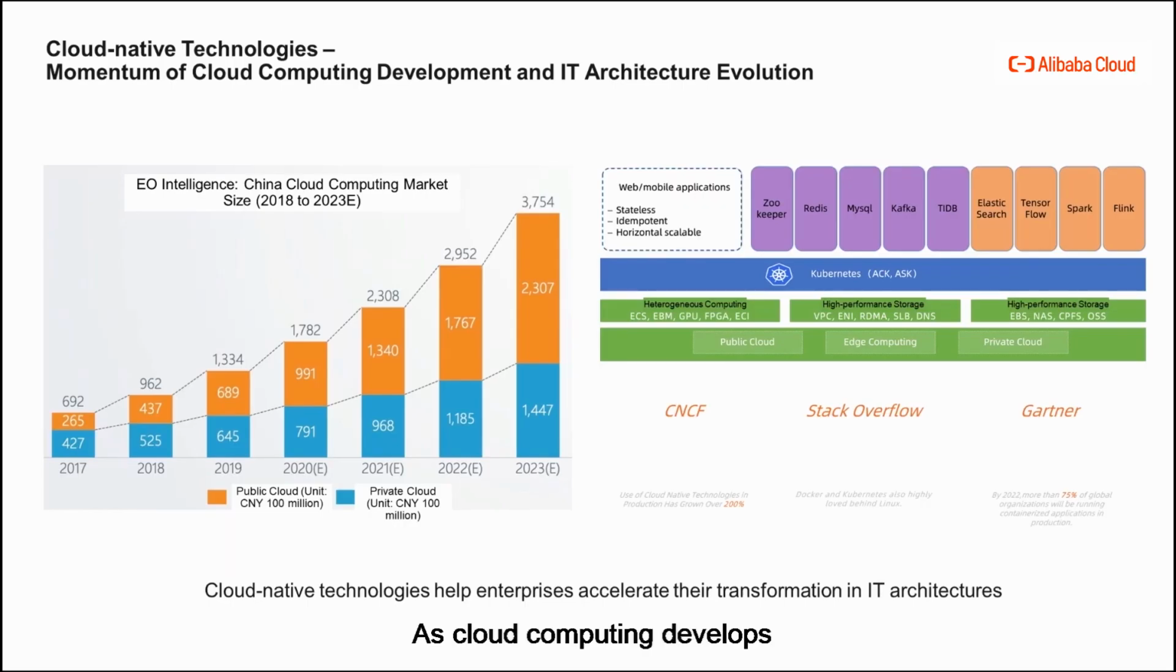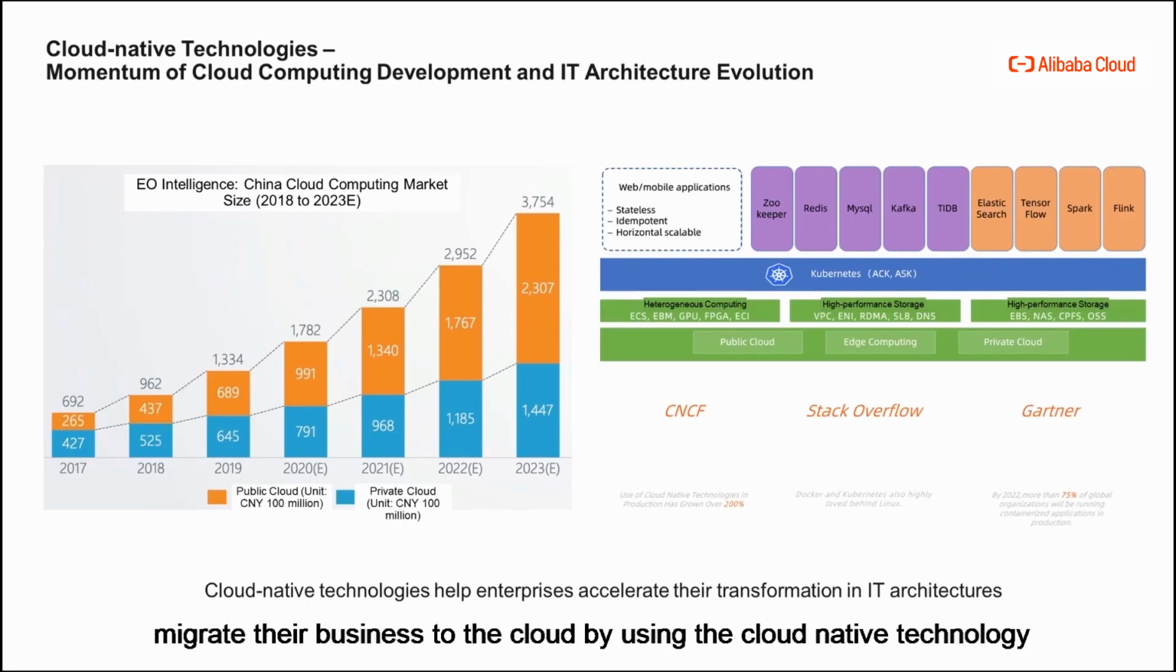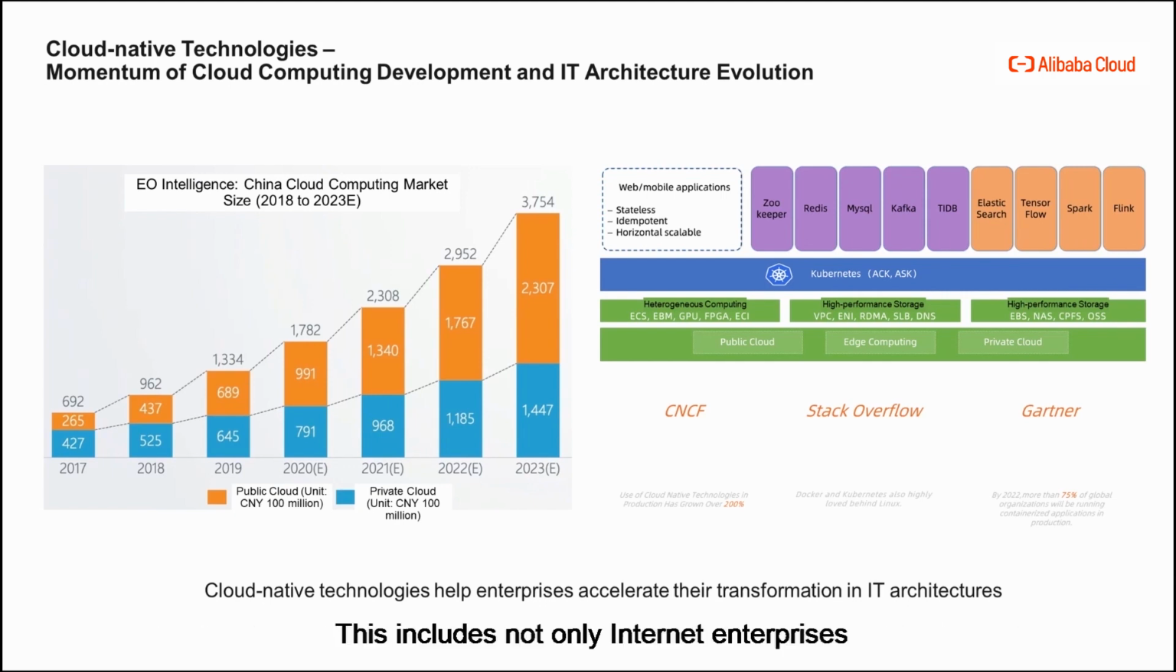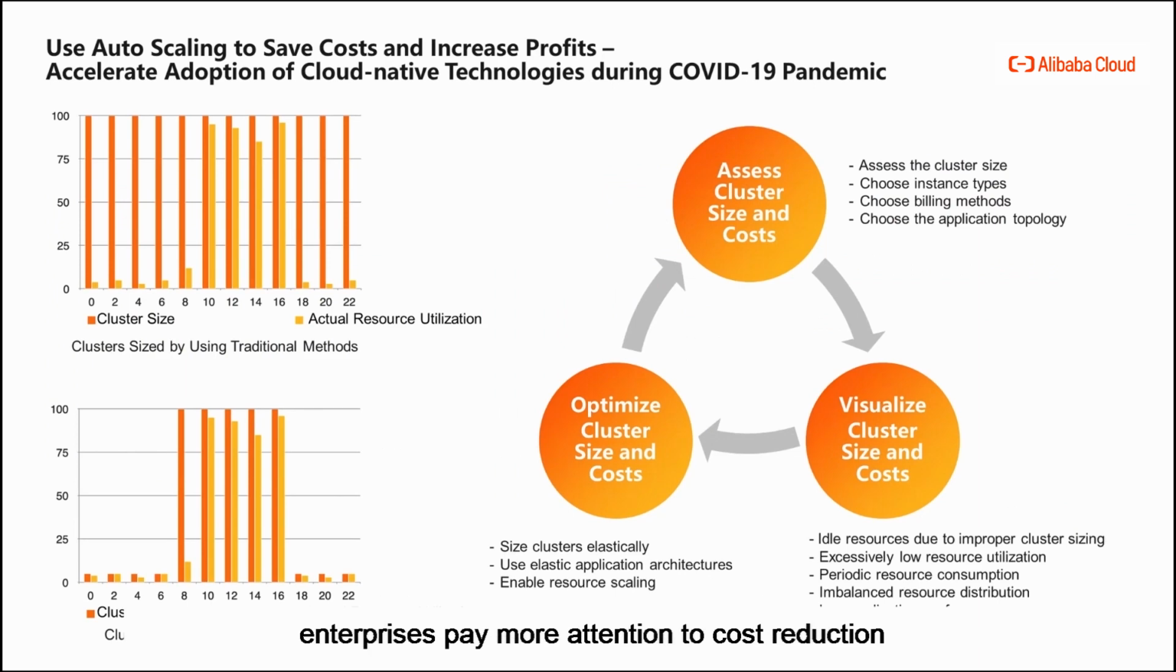As cloud computing develops, a large number of enterprises migrate their business to the cloud by using the cloud-native technology. This includes not only internet enterprises but also traditional enterprises that want to transform their IT architectures. Since the outbreak of COVID-19, enterprises pay more attention to cost reduction. An increasing number of enterprises want to reduce their costs on resources while maximizing the utilization of clusters and other resources. To achieve this goal, 3 steps must be completed.